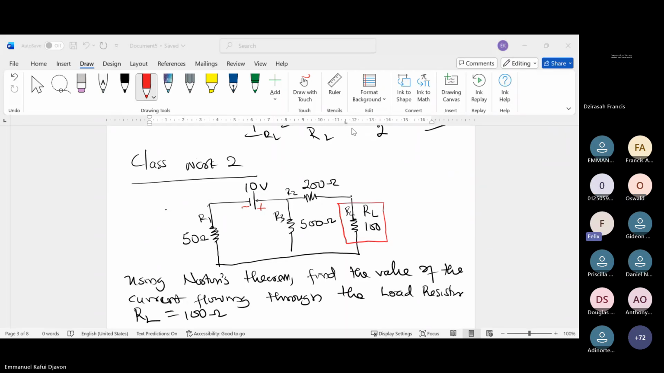So please, what's the formula? So you get 3.443. What we are finding right now is the total voltage. Yeah, that's the total voltage.